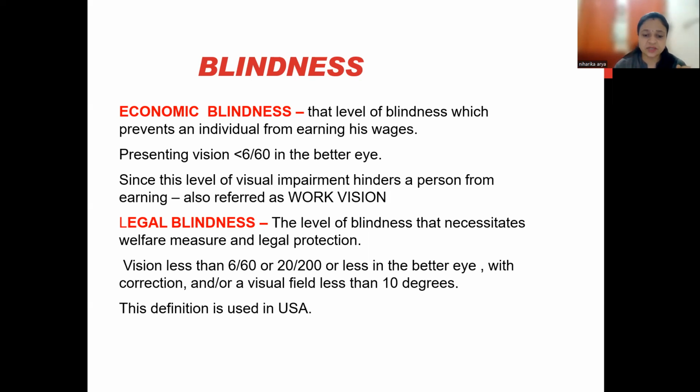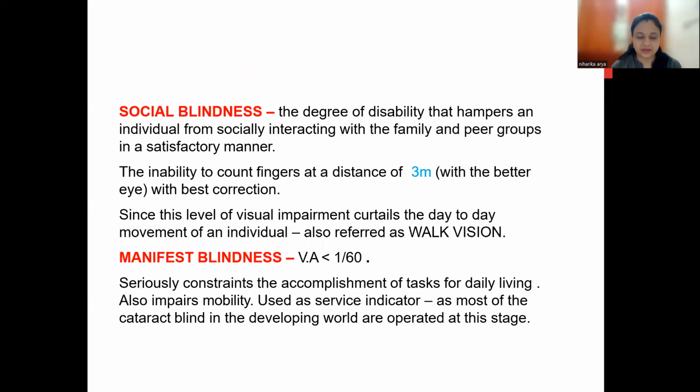This definition is used in the USA. Legal blindness means the patient is actually blind and needs something like a certificate from the government, or help from government resources, so that welfare measures can be provided. A vision less than 6/60 in the better eye with correction, or a visual field less than 10 degrees, is known as legal blindness. This definition is used in the USA.